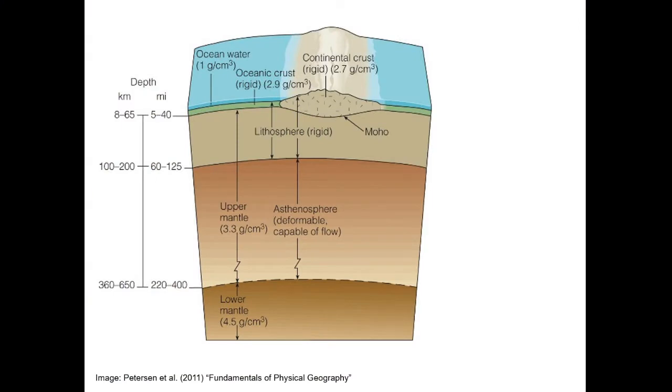So here's a closer up view of the outer part of that previous diagram, showing the crust at the upper part here, including both oceanic crust and the thicker, less dense continental crust, which is the upper part of the rigid lithosphere, below which are the deformable asthenosphere and the rest of the mantle.